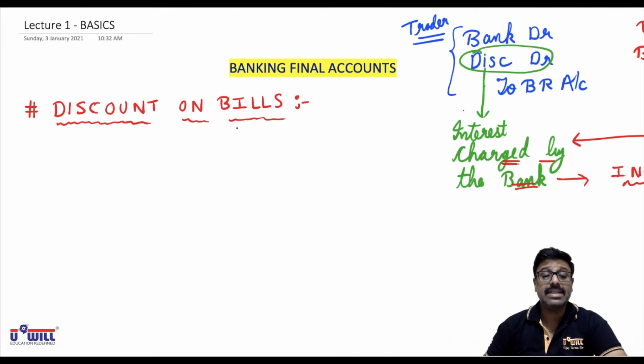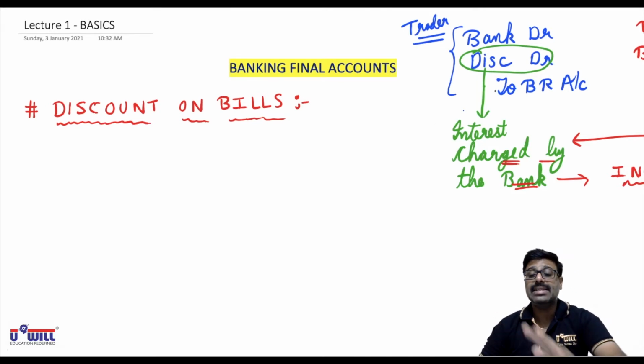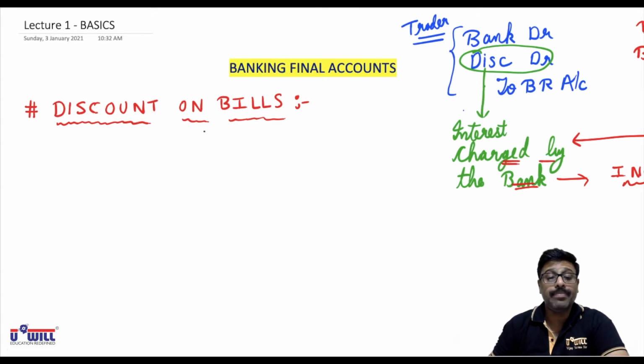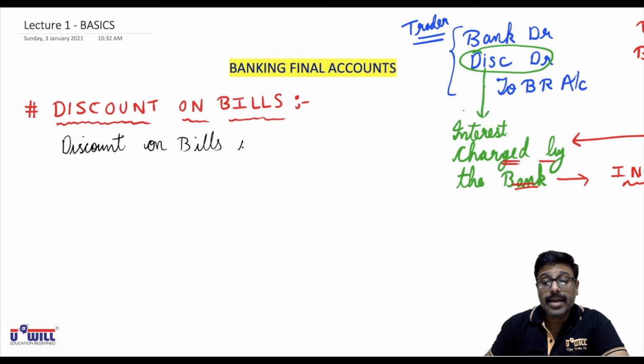All of you must have given this heading of discount on bills. Don't write this entry, that was just for understanding. We'll be writing that entry in proper format later on. So right now just write down that discount on bills is an income for the bank. Okay, discount on bills is an income for the bank.